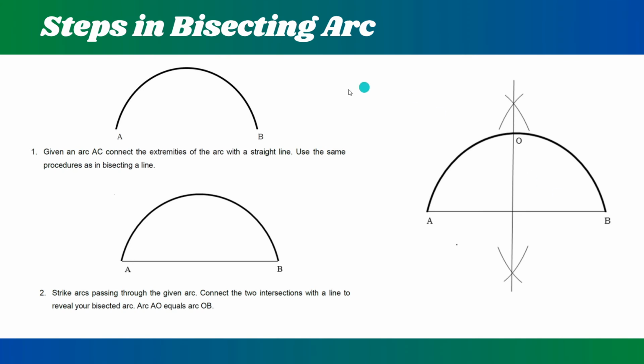Next, steps in bisecting an arc. First, given an arc AB, connect the extremities of the arc with a straight line. Use the same procedures as in bisecting a line. Second, strike an arc passing through the given arc. Connect the two intersections of a line to reveal your bisected arc. Now, arc AO is equal to arc OB.